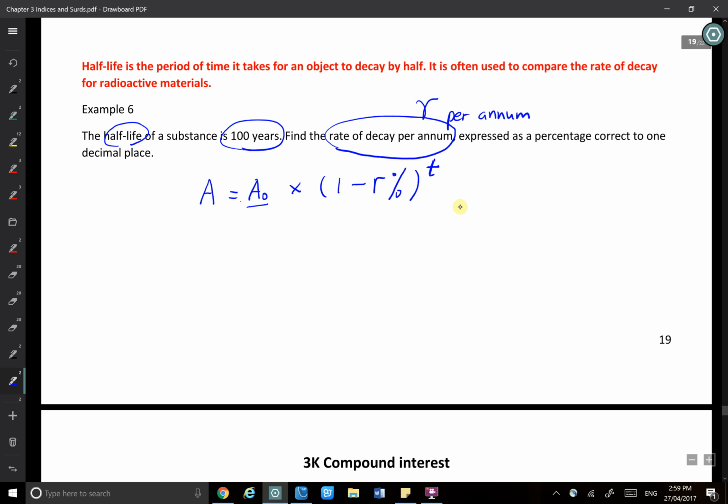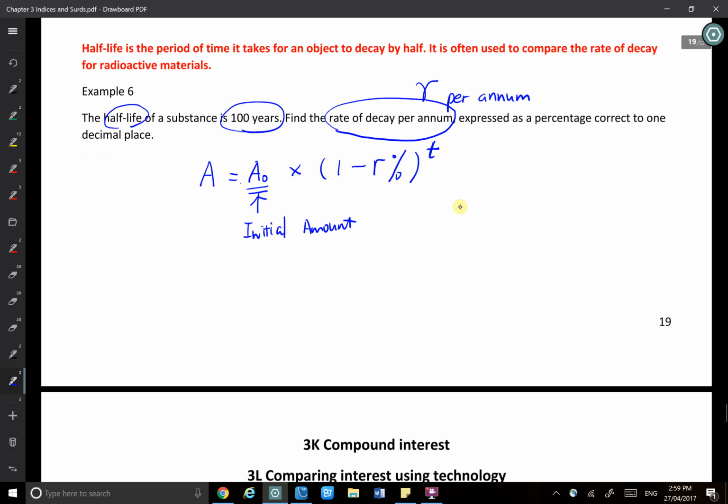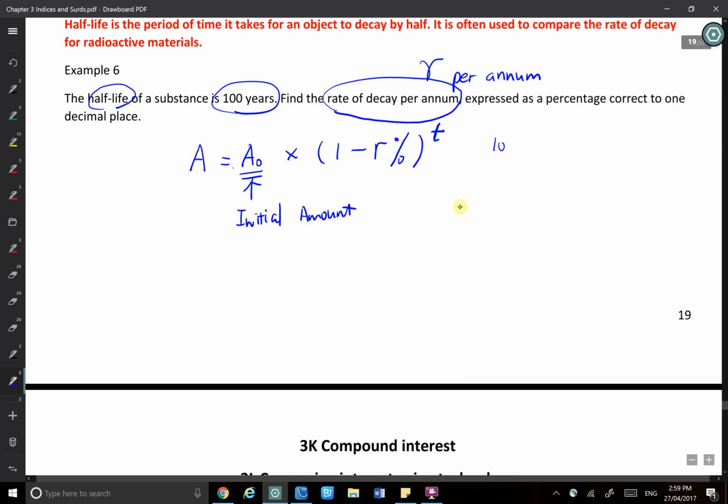A0 is the amount, the initial amount. Okay, let's set up an equation. So, 100 years is the half-life.